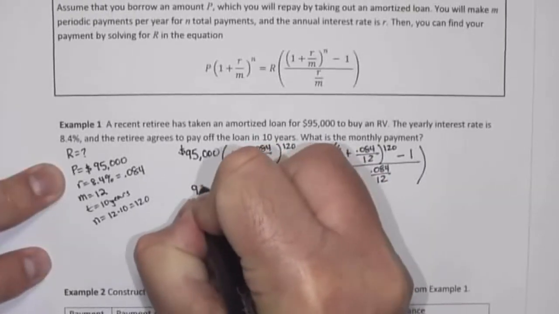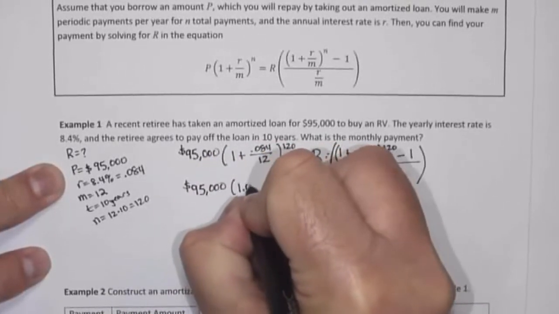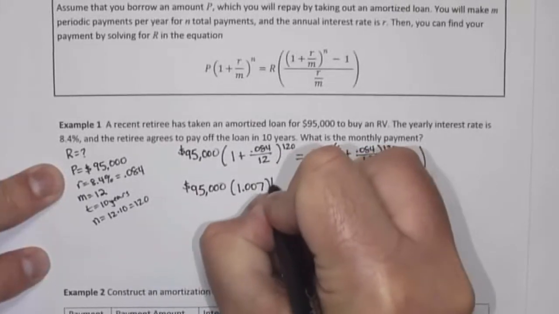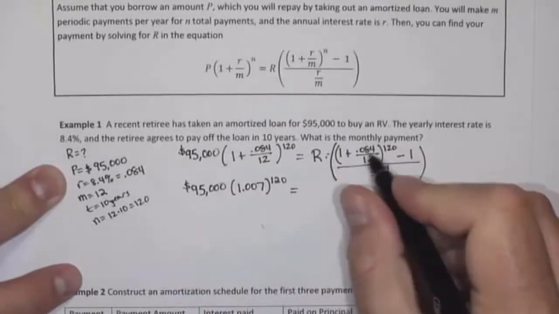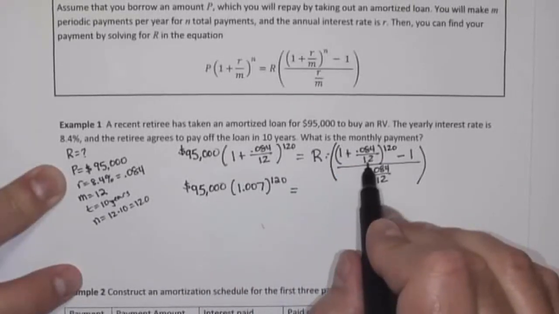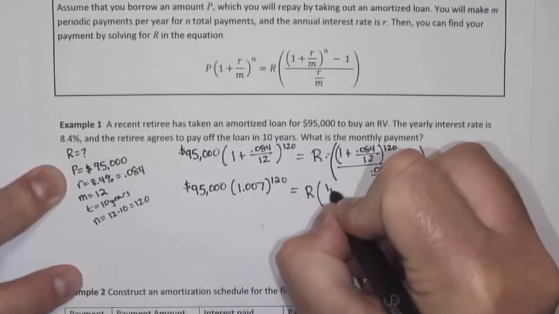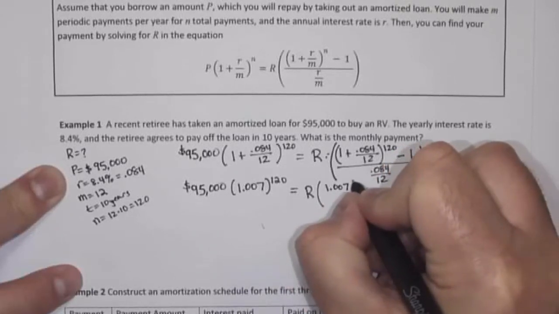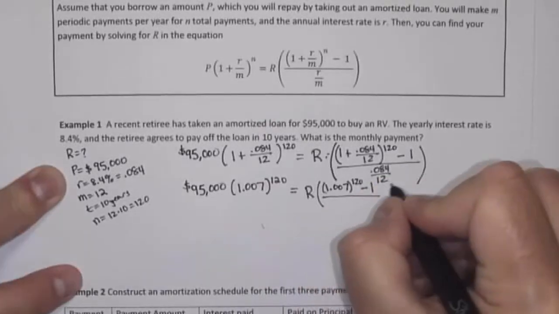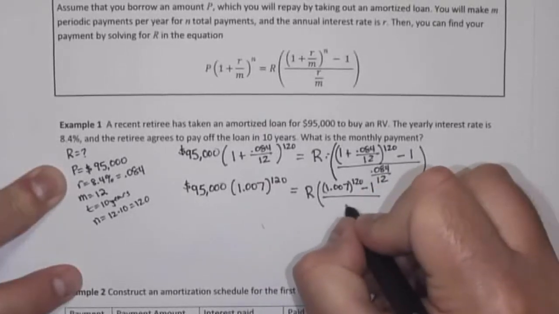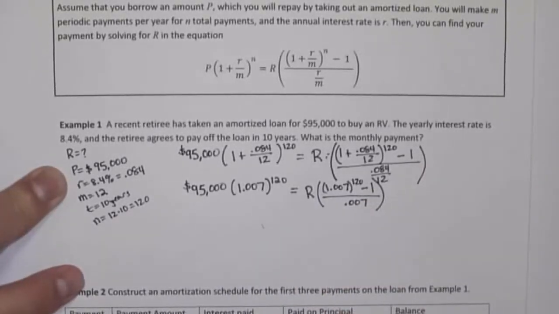So I have 95,000 times 1.007 raised to the 120th power. That's what I have on the left. On the right-hand side, again, 0.084 divided by 12 is 0.007. So I have r times 1.007 raised to the 120th power, that's what I have right there, minus 1, divided by, again, 0.084 divided by 12, is 0.007. So that's what I have right there.